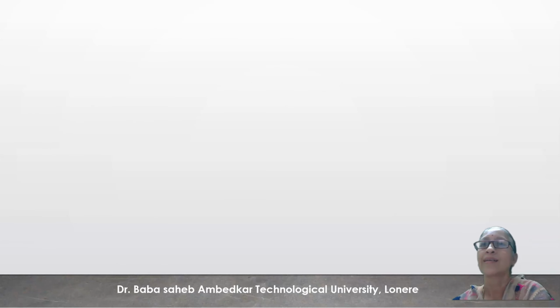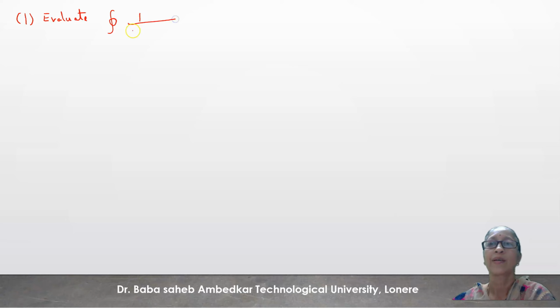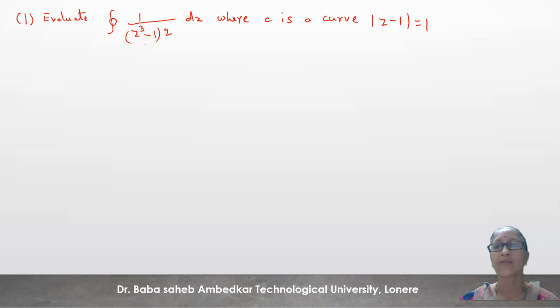Now, let us see this question. Evaluate the contour integral of 1 by (z cube minus 1) whole square dz, where c is the curve mod z minus 1 equal to 1. Here, if you observe, the denominator contains the square term (z cube minus 1) whole square. That means whatever poles we get here, those poles are of order 2. So let us see the solution.